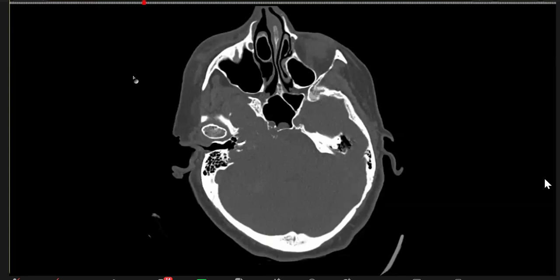Why are you... look where the scan takes you. You're just using it as a static image. Okay, sorry.